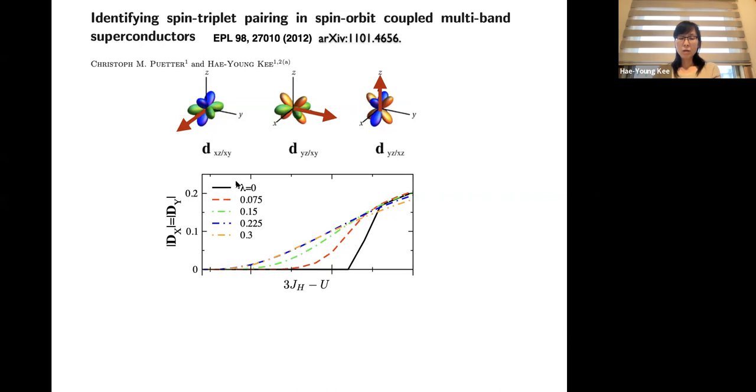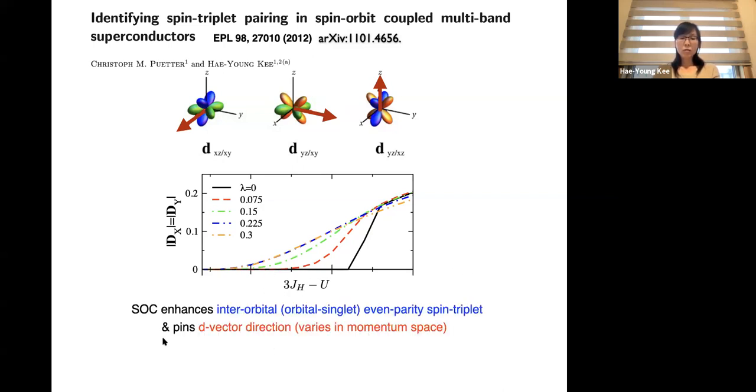And you can see that when lambda is 0, pairing requires quite a large attractive interaction. But as lambda is cranked up from the blue, the black, to the yellow, you can see that the pairing will appear almost immediately as soon as this interaction becomes attractive. So spin-orbit coupling enhances the interorbital, even parity triplets, and not only that, it also pins the d vector directions. And the d vector directions vary in momentum space because they depend on the orbital composition.